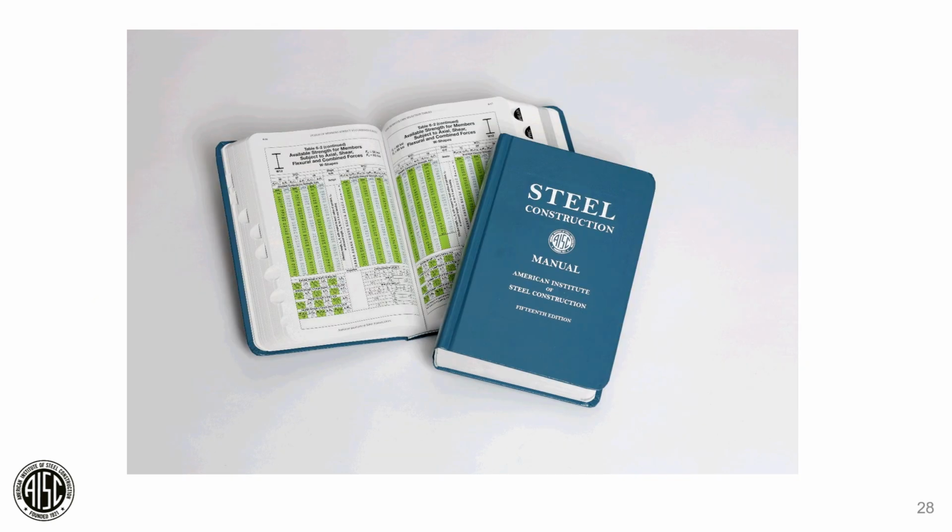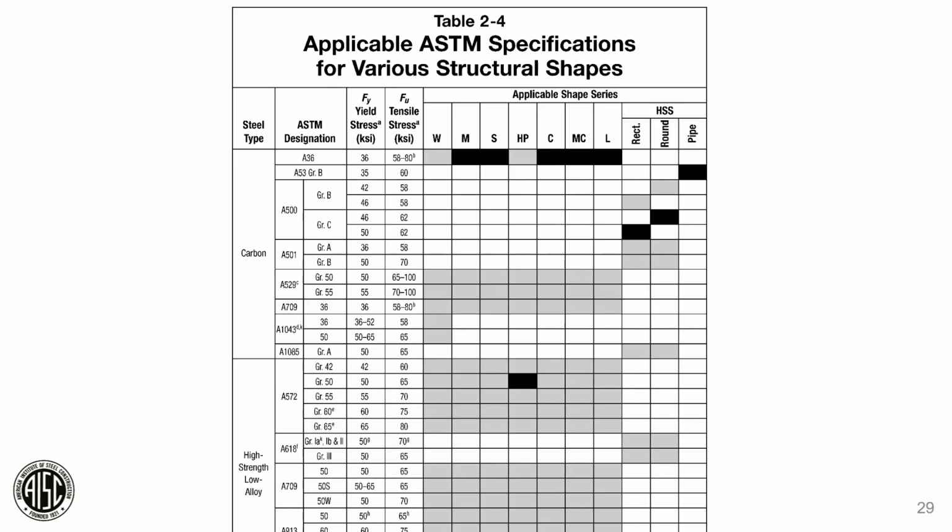Another great resource is the Steel Construction Manual. This is the 15th edition. But if you go to Section 2 of the Steel Construction Manual, there are a series of tables. And this is Table 2-4. It says Applicable ASTM Specifications for Various Structural Shapes.